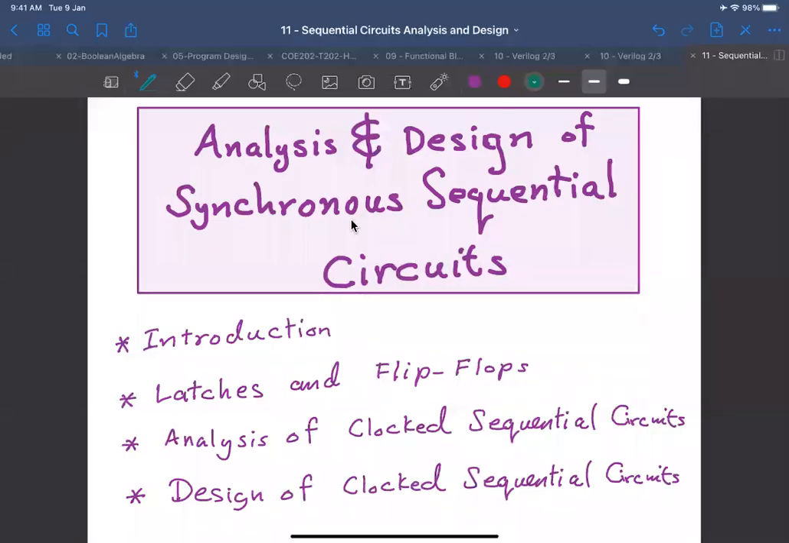Bismillah ar-Rahman ar-Rahim. Today we are going to start a new unit about the analysis and design of synchronous sequential circuits. We will start with an introduction, and then discuss latches and flip-flops, and then the analysis and design of sequential circuits, or clocked sequential circuits. Sometimes clocked sequential circuits are also called synchronous sequential circuits. Either synchronous or clocked, they both mean the same thing.